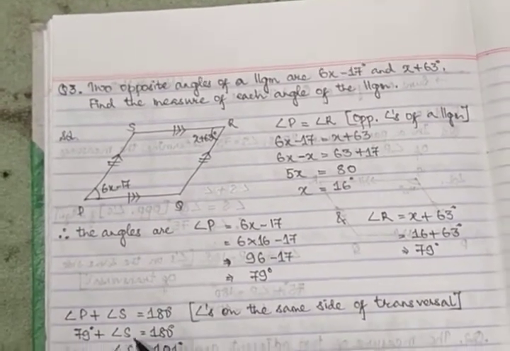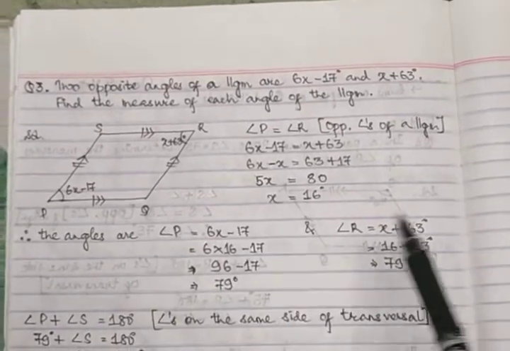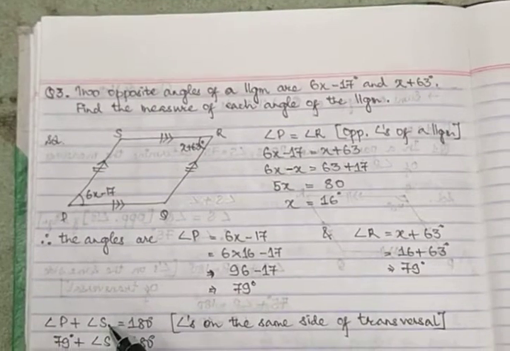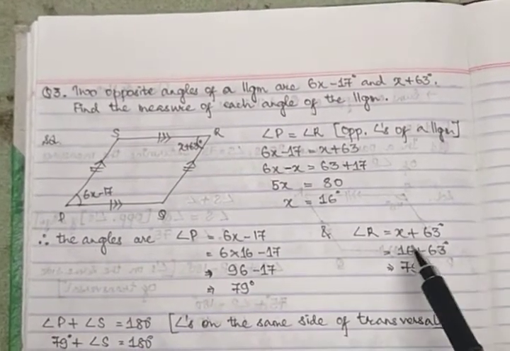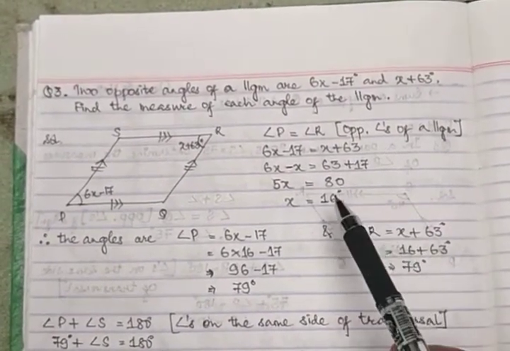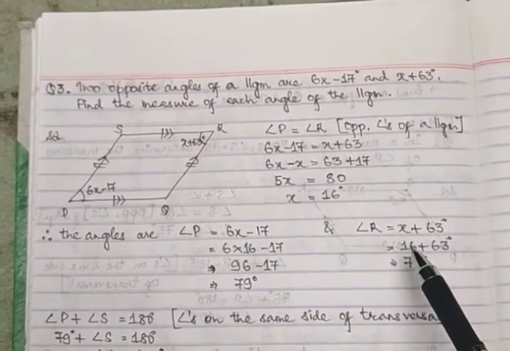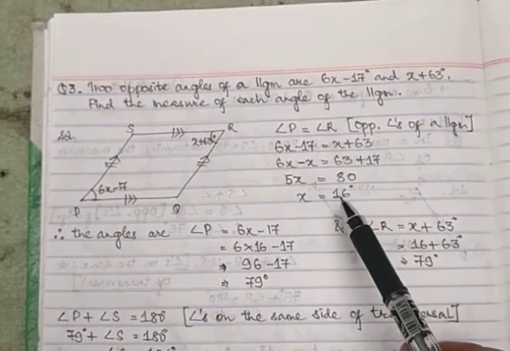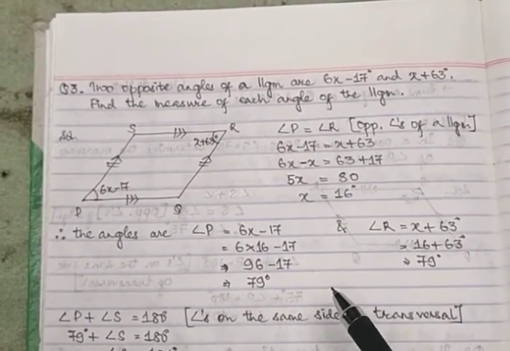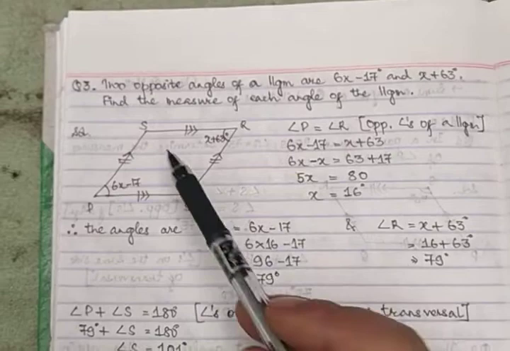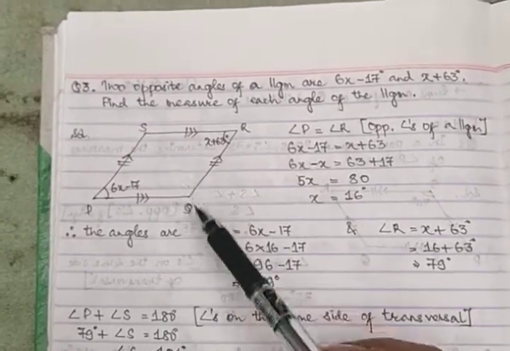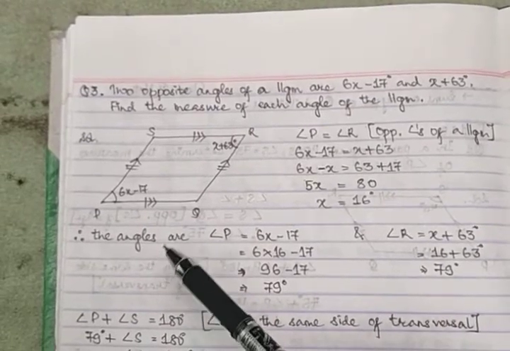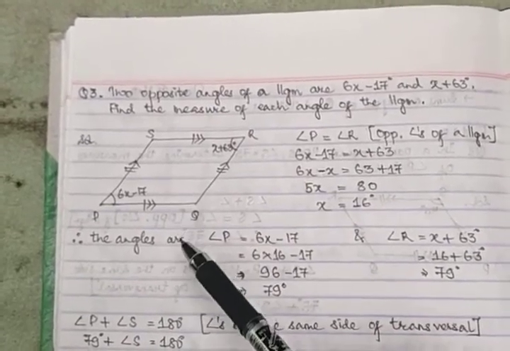Just in case you want to cross-check your answer, you can substitute in the term where angle R was given. Angle R was given as x plus 63, isn't it? So there I substituted x with 16, plus 63, and I got my result as 79. So I am double sure that my answer is correct, isn't it? Now, what I need to find are angle S and angle Q. We know that these two angles are equal, but we still haven't got the value of the angle. We need the exact values.